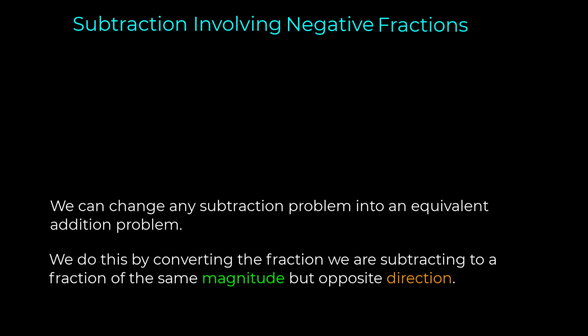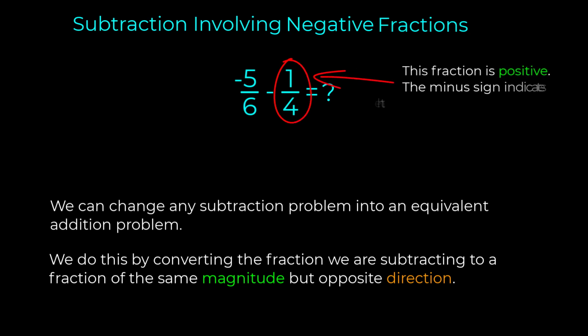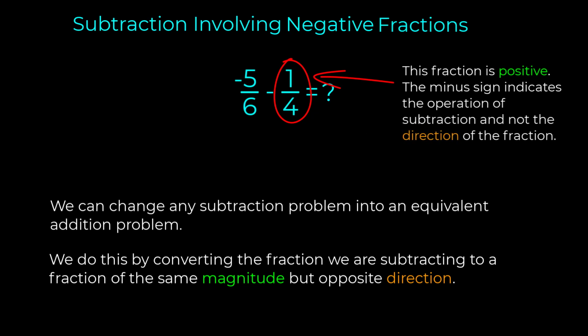Let's try to solve the following problem. What is negative 5/6 minus 1/4? Don't get confused here. As the problem is currently written, 1/4 is a positive number. The minus sign indicates the operation of subtraction and does not indicate negative 1/4.